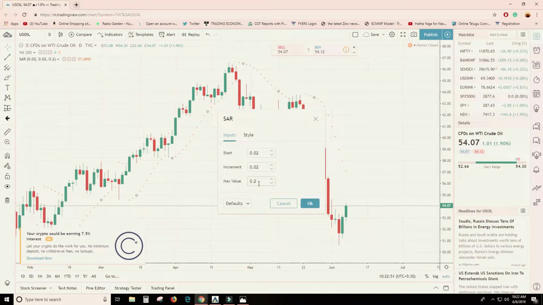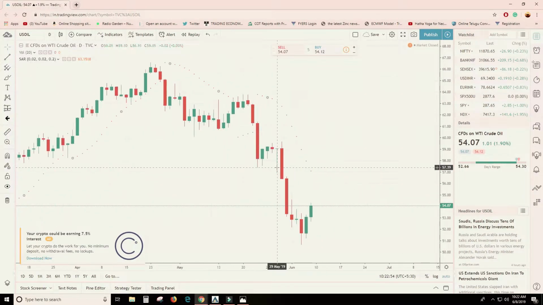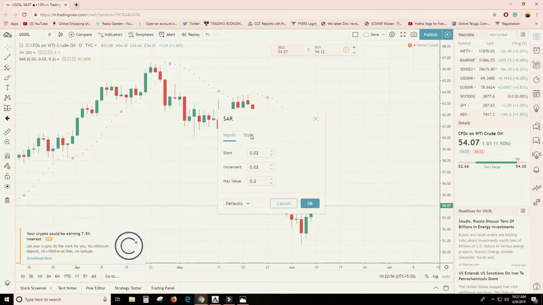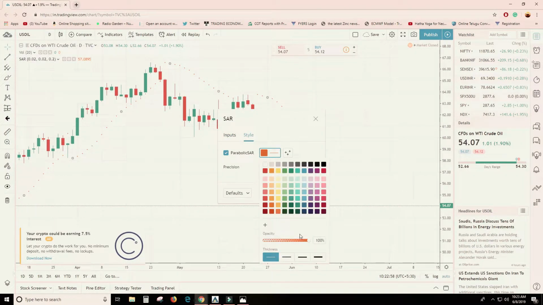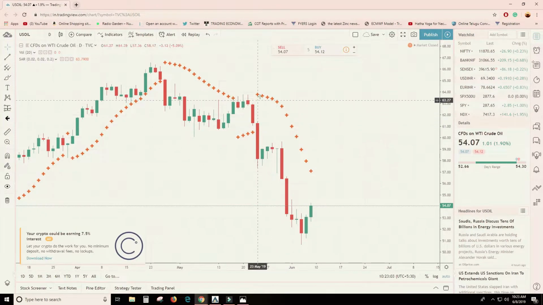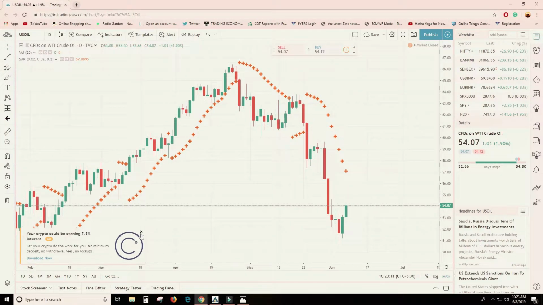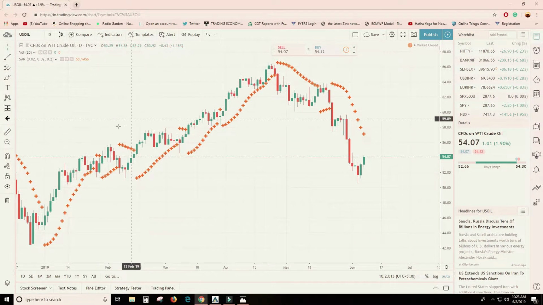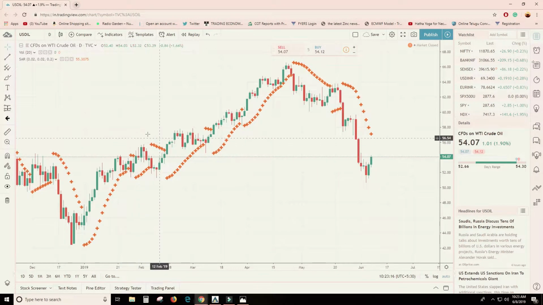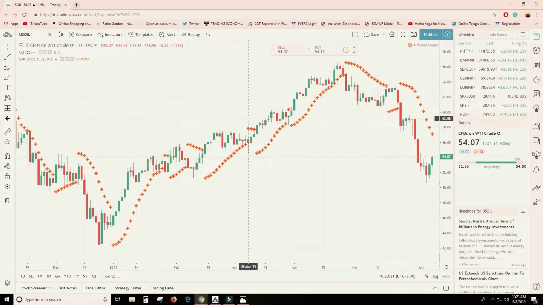So the thing is, according to the parabolic SAR, if a dot comes above the price, it's a sell signal, and if a dot comes below, it's a buy signal. The problem is we can see a number of whipsaw candles and whipsaw signals. So it's like we are into a mess. Even after taking a position, we don't know whether the signal is going to be correct or not.